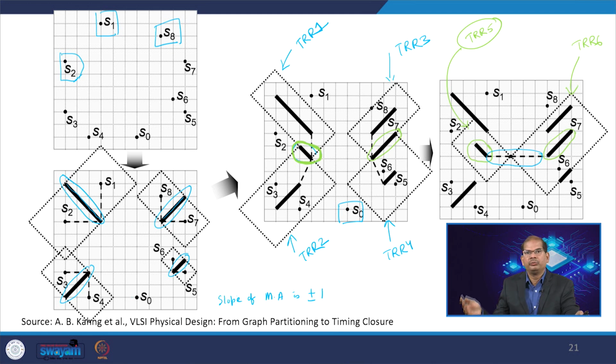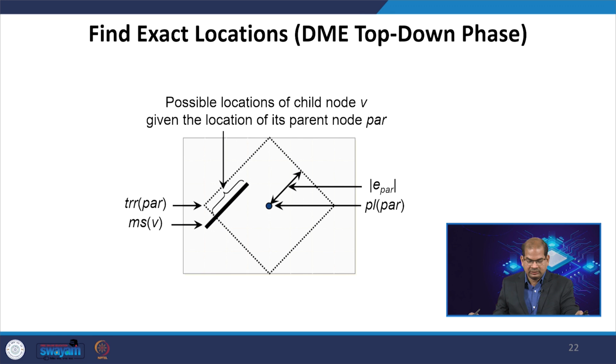Now, what we are doing? We are now working in the top down phase. So, in the top down phase what we are doing is that we are finding all possible locations of the child node V given the location of its parent node PAR. So, now we are connecting the parent node with the child nodes. Okay. So, if you can see here, this is my parent TRR, okay. This is my MS of V. Okay. Then we are connecting the final placement of the parent node. Okay. How can I connect this parent node with the child nodes?